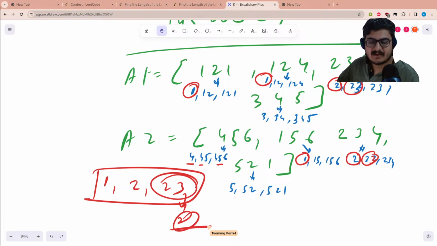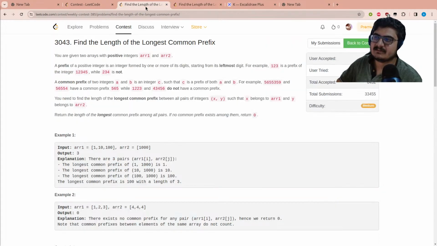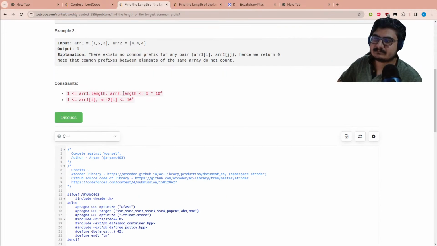Yeah, you can put it inside a set and find the common, that is one way, and that would be optimal over here. The other way can be that we iterate on all the possible pairs of the array and try to find the common prefix. In that case, the problem is it can get really large: 5 into 10 to the power 4, squared, would be around 25 into 10 to the power 8. And then the length of the max string can be 9 as well. So that's essentially the solution.